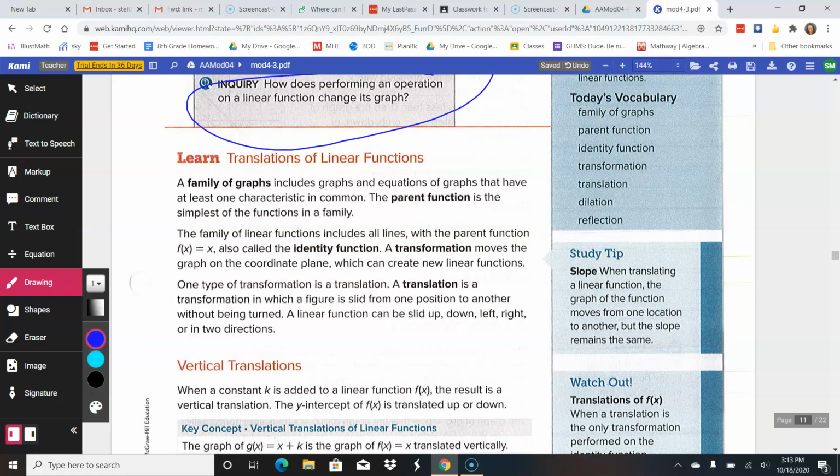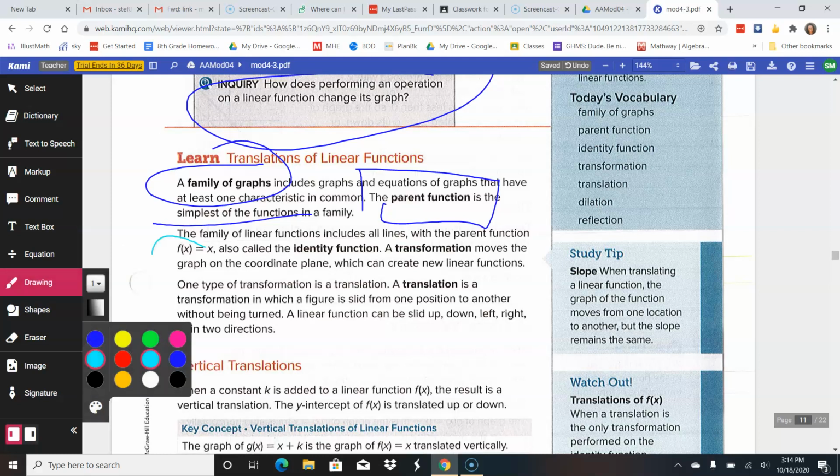we have to first get some common vocabulary in terms of how we call our graphs. We'll call our graphs a family of graphs. From our family of graphs, we have a mama graph or a parent graph, okay? The parent graph is really the simplest of the functions of the family. Now, when we're dealing with a parent function, this is called the identity function, okay? F of x equals x, or y equals mx.